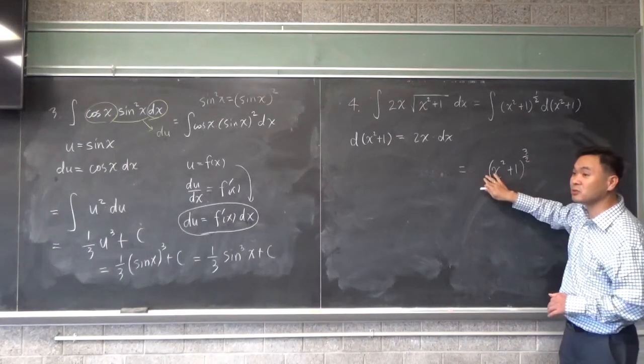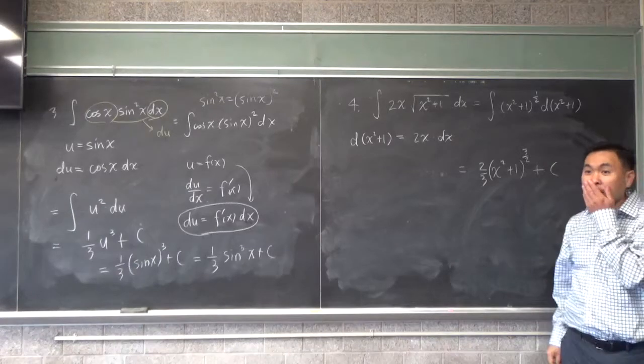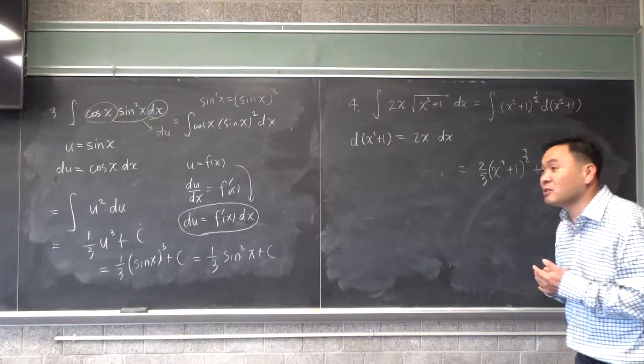And what do you put in front? 2 over 3. And then plus c. Done. So it's shortened to the maximum. It might be too much for you. Yes, you have a question.